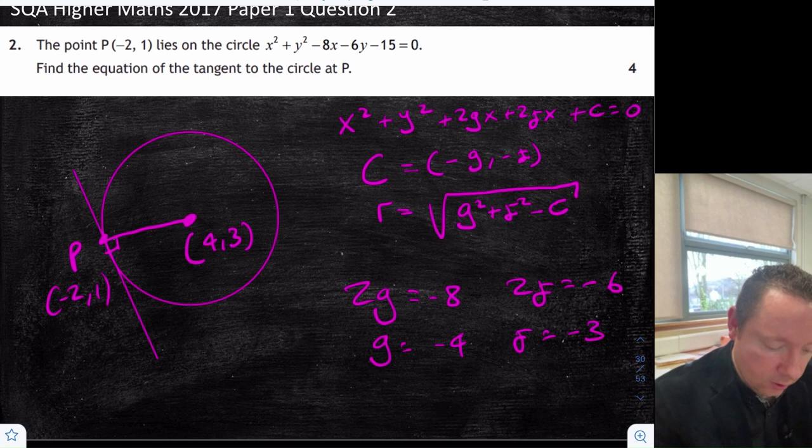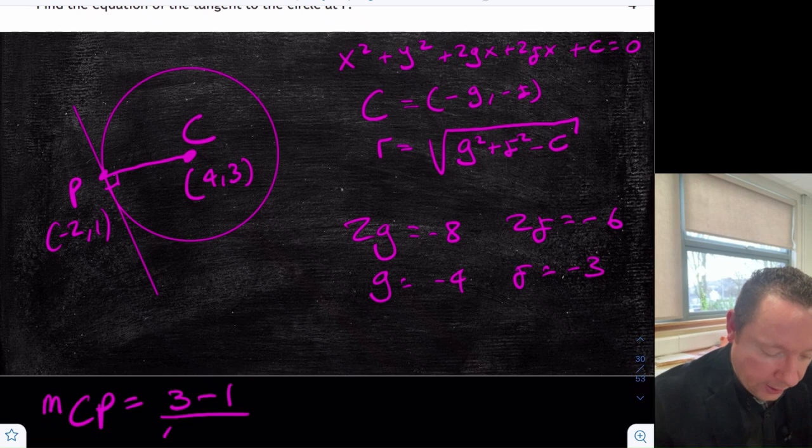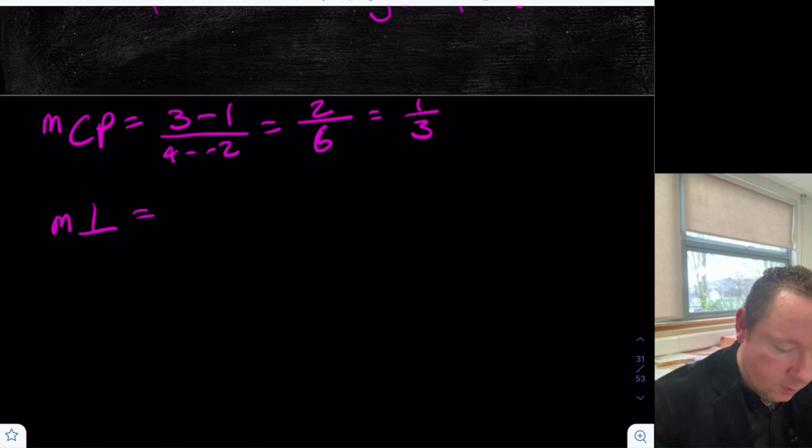Now, we can do the gradient between C and P. So that's (3 minus 1) over (4 minus minus 2). That is 2 over 6, which is 1 third. So the gradient of our perpendicular must be minus 3, since m1 times m2 equals minus 1.